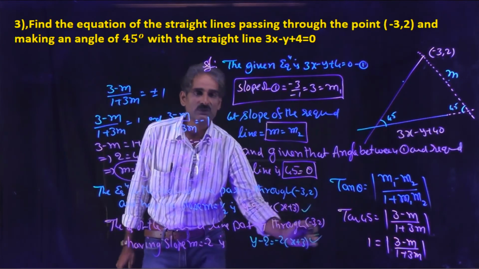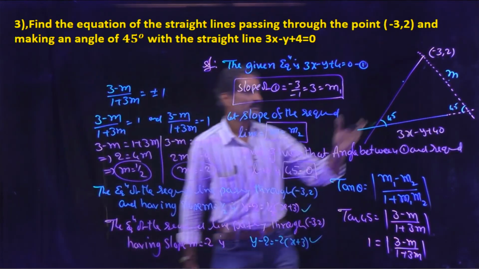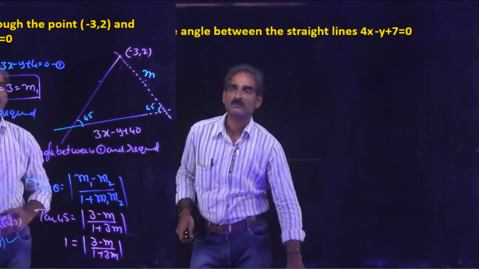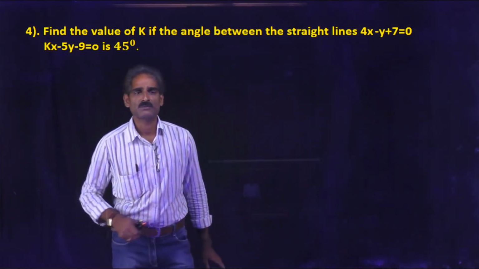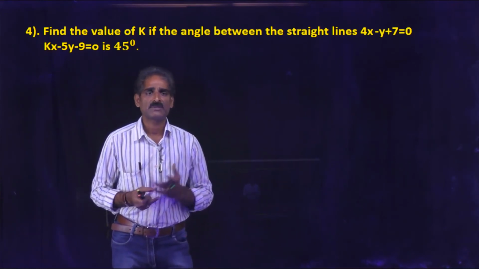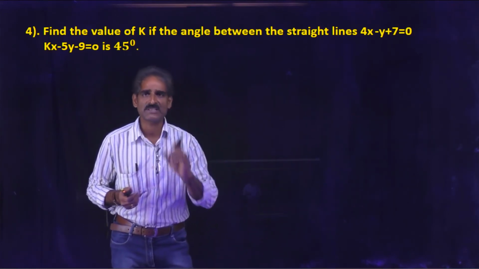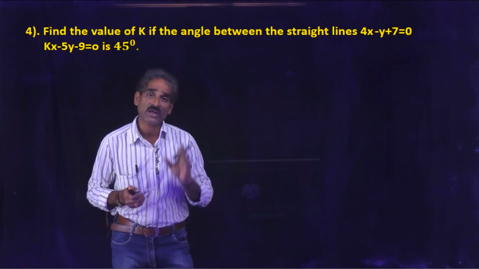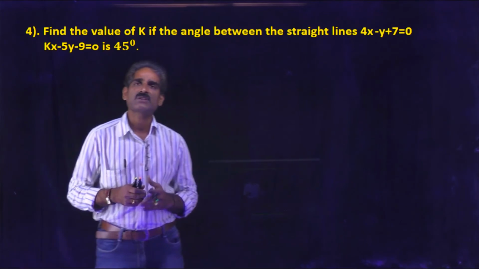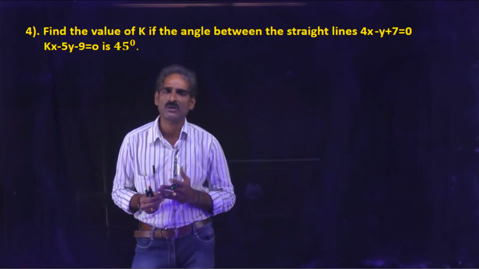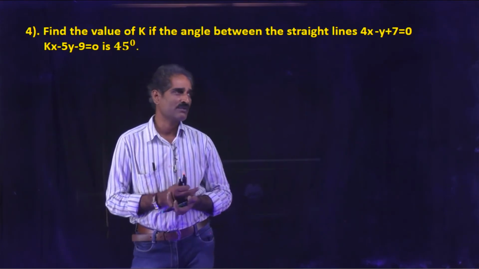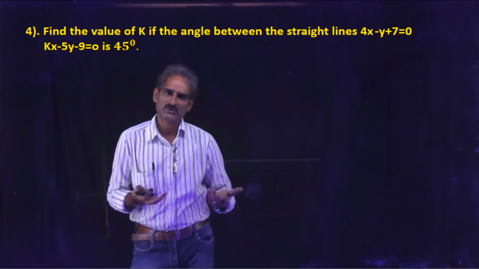These two equations give the equations of these two lines. So now see this problem. This is also related to angle, but here there is a different case. You have to find the unknown value if the angle between them is given. The given two lines are 4x minus y plus 7 equals 0 and kx minus 5y minus 9 equals 0, and the angle between them is 45. Find the k value. Simple.